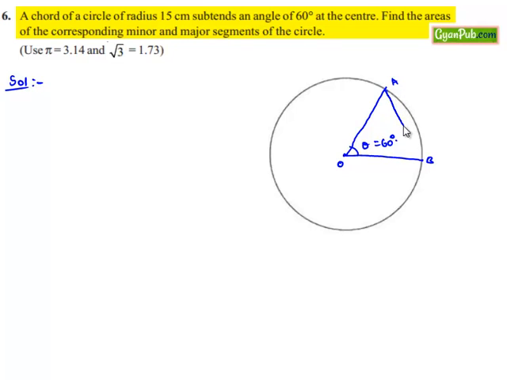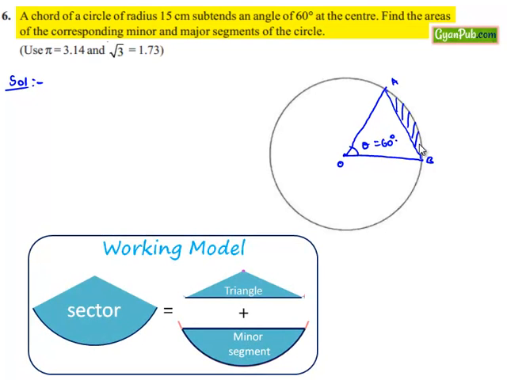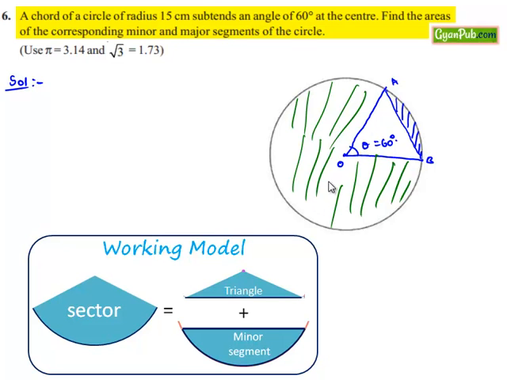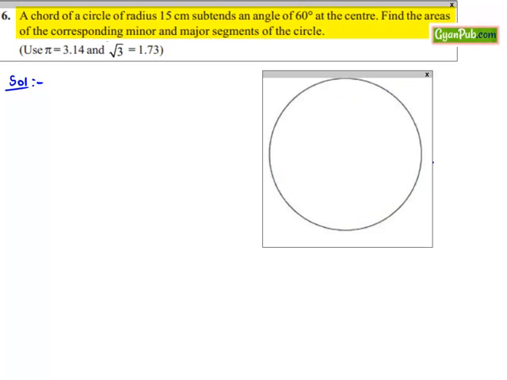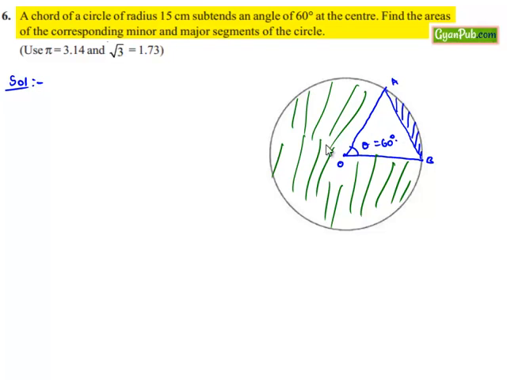Here if we join the chord AB, then the blue shaded region represents the minor segment of the circle, and the region shaded with green represents the major segment of the circle. So here he asked us to find the areas of both the regions. So initially let us find the area of the minor segment.